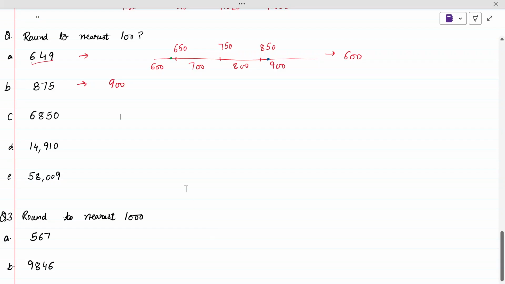Okay, kids, coming to the next question. Now we have 6,850. So let's try to plot it. Okay, इसको हम plot करते हैं on number line पे. I'm taking a number line here.